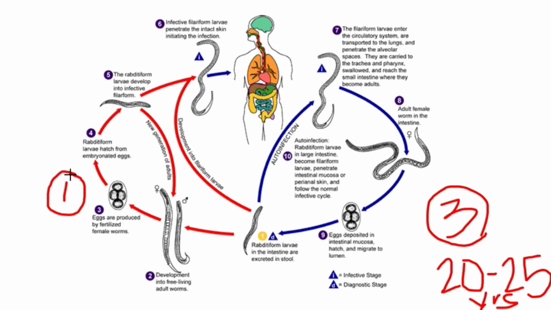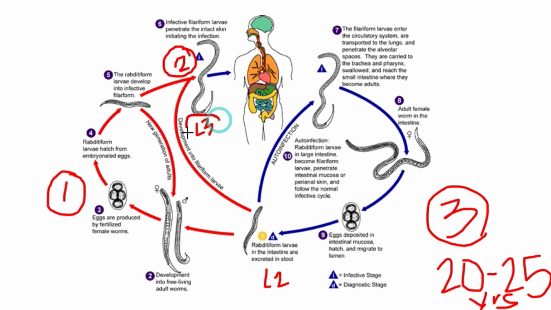Pwedeng mabuhay sa gilid-gilid. And then, the second life cycle naman po is yung typical na life cycle ng ating mga parasite. Like, for example, the rhabditiform larvae in the intestine are excreted in the stool. And then, the rhabditiform or the L2 larvae po, pag napunta siya sa lupa, this can develop into the filariform larva or the L3. And then, si L3 po yung ating infective stage.